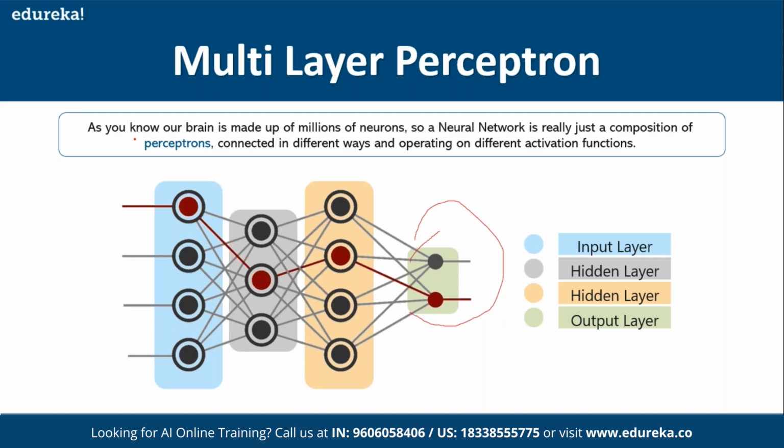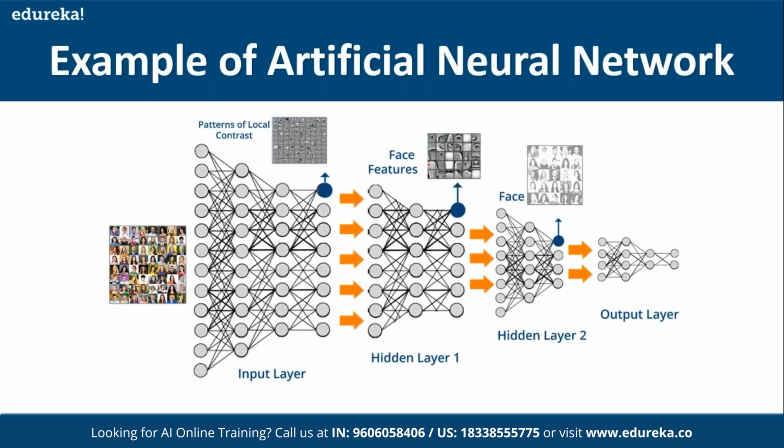So the brain, which is made up of multiple millions of neurons, a neural network is really just a composition of multiple neurons, artificial neurons or perceptrons, connected in different ways and operating on different activation functions. So if you happen to see this, this is an example of artificial neural network, which is a multi-layer perceptron.